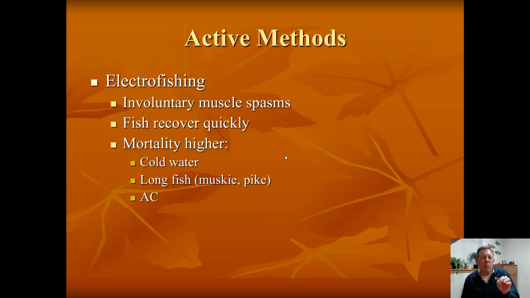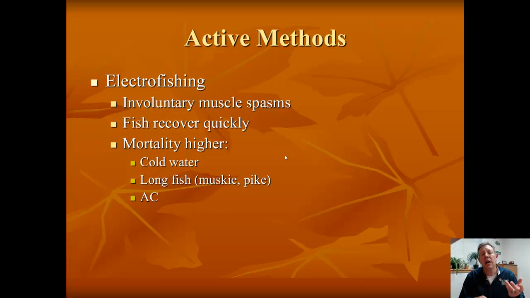You do get some mortality under certain conditions, for example, cold water. If you have longer species like a muskie or a pike, those long species have long muscles along their back, and when those muscles contract, it actually can dislodge vertebrae and can break their back. So if we're fishing somewhere where we see a muskie or a pike and we're not really after them, we'll step off the pedal and let them get away because we don't want to shock them too much.